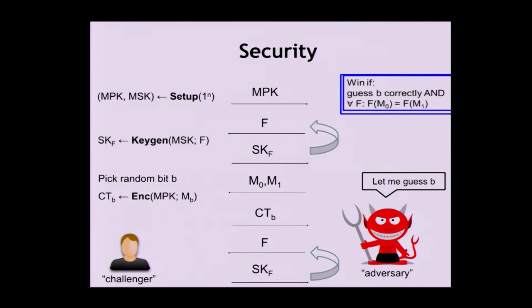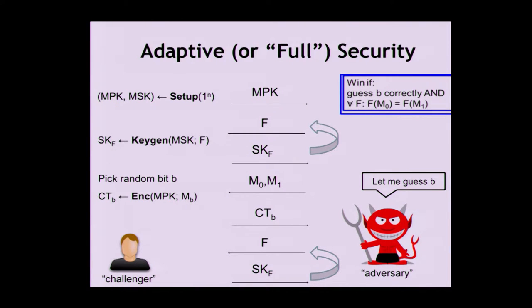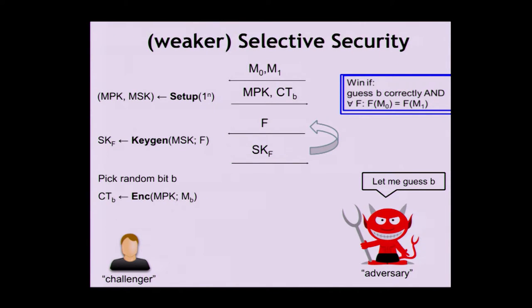As I mentioned, this is the security notion we should all strive for, and in the literature it is called adaptive security. However, in the literature, there is another notion of security that was considered, which is selective security. So what is selective security? In this game, the adversary has to declare the challenge messages at the beginning of the game itself, even before he receives any parameters from the system. After this, the challenger generates the master public key and the challenge ciphertext, and hands them over to the adversary, after which the adversary can make functional queries adaptively many, many times.